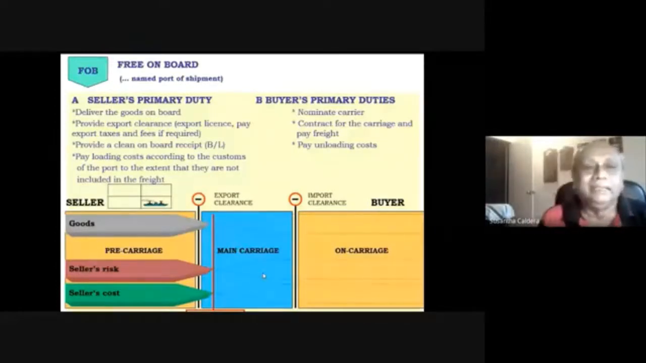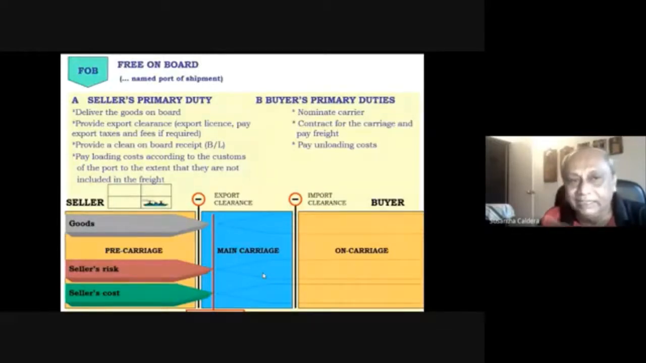FOB stands for free on board. The seller will put the goods on a ship, right? So the seller's primary duty is to deliver the goods on board the vessel. Deliver the goods on board and provide export clearance, export license, and pay export taxes and fees if required.